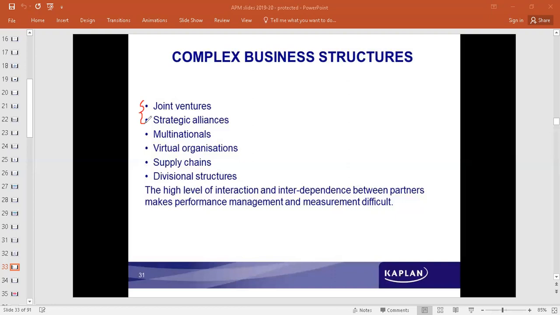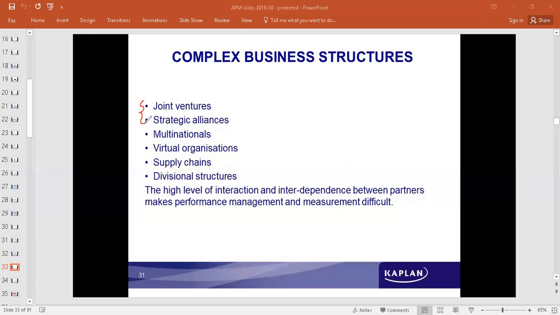See, if they are registered as a new entity, it is a joint venture. Without establishing a new entity, but only to carry out the business activities, there is an alliance. It's a strategic alliance, but there is no separate entity as such which is formed. So that's a strategic alliance. Multinational, where the presence is there in multiple nations, that's a multinational organization.